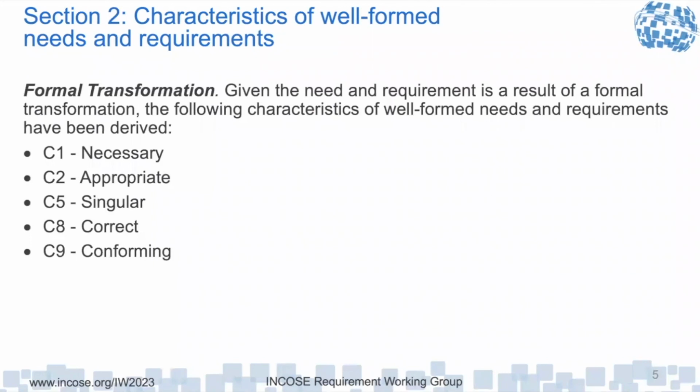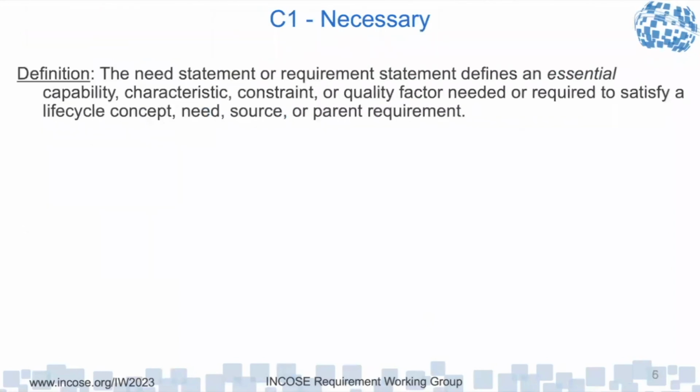And so there's certain characteristics that are characteristics if you did the formal transformation right. And then there's other characteristics that are more aligned to if it's an obligation. So I'm going through these in the order listed here and in numerical order. So, necessary: the need statement or requirement statement defines an essential capability, constraint, or quality factor needed or required to satisfy a life source or parent requirement. If that isn't true, then we say it's not necessary.